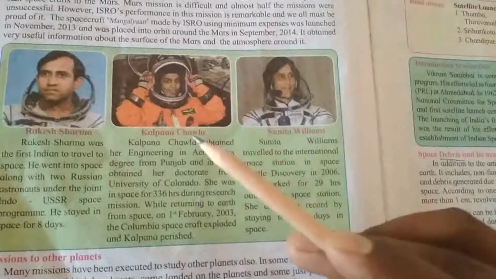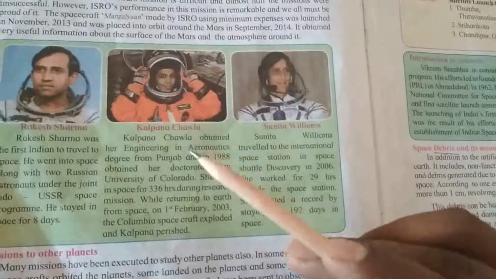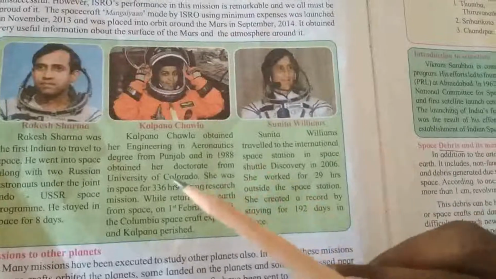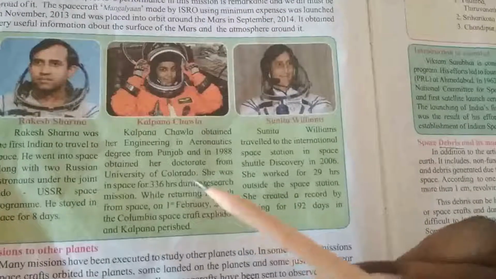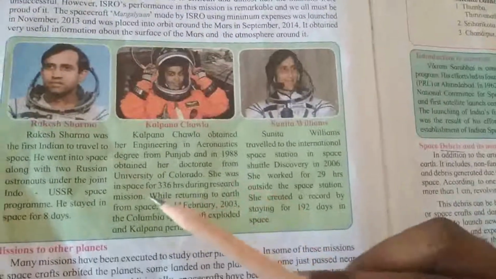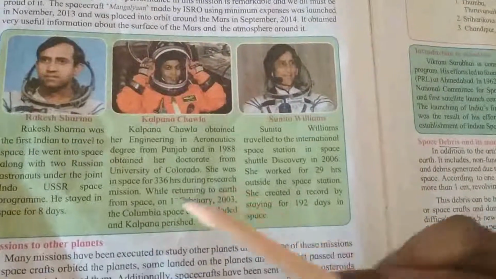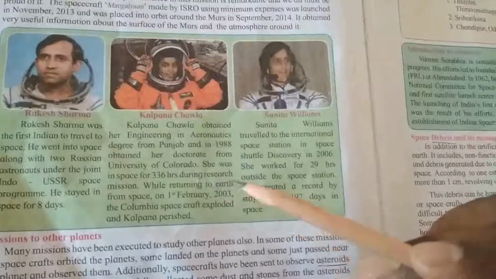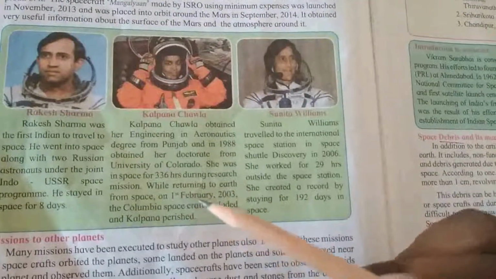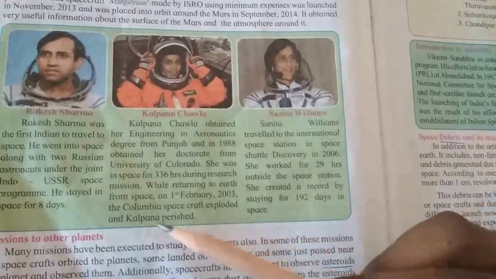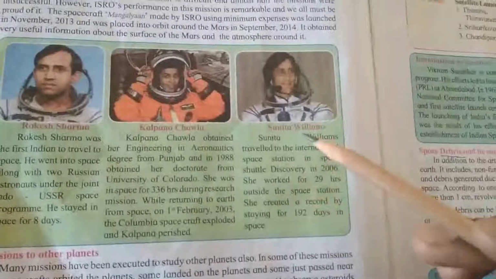Second one is Kalpana Chawla. Kalpana Chawla obtained her aeronautical engineering degree from Punjab and in 1988 obtained her doctorate from the University of Colorado. She was in space for 336 hours during a research mission. While returning to the Earth from space on 1st February 2003, the Columbia spacecraft exploded and Kalpana perished.